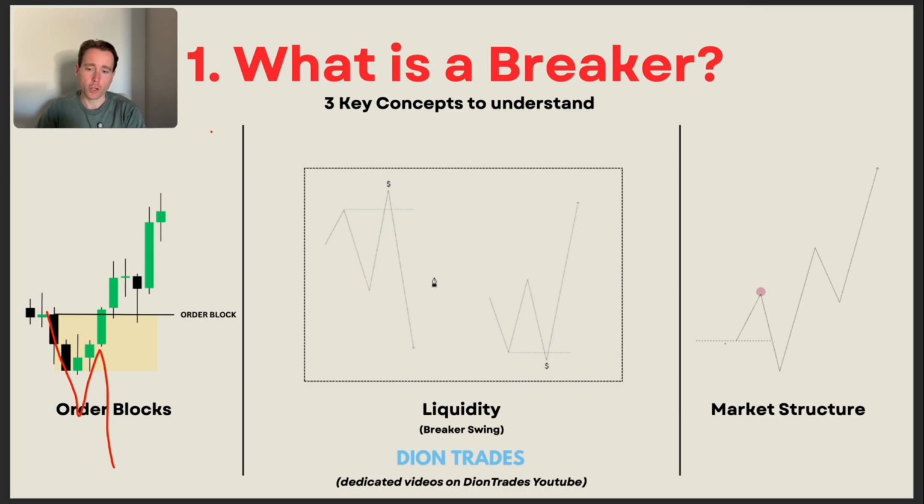Then you need to know what liquidity is, because a breaker is a breaker structure. So there needs to be some liquidity being taken before the move. This is a key part of a breaker. And also you need to understand what market structure is. When is there a market structure shift? When the last swing high that made that low, that took liquidity, is taken. When that liquidity point is taken, right here, you have a market structure shift. So order blocks, liquidity, and market structure.